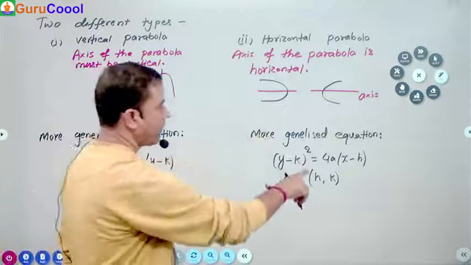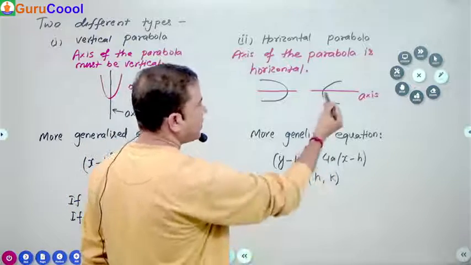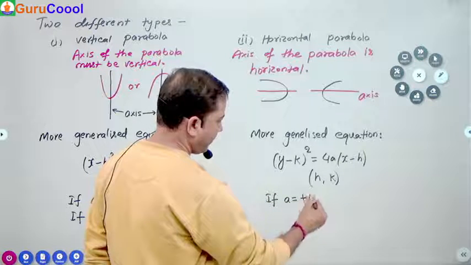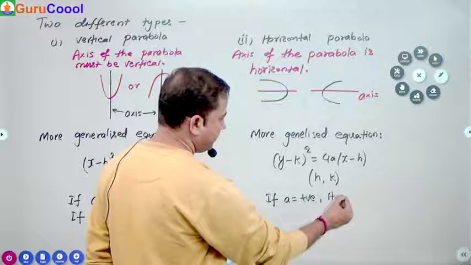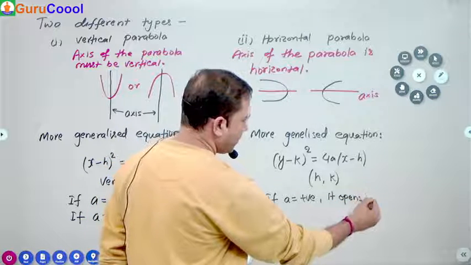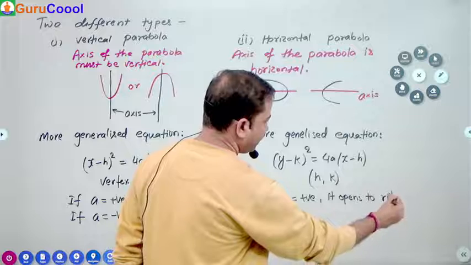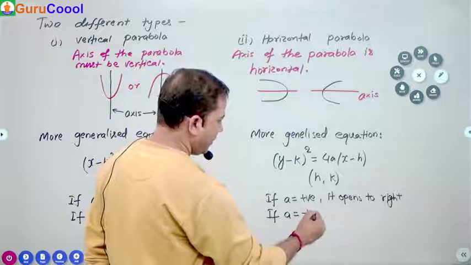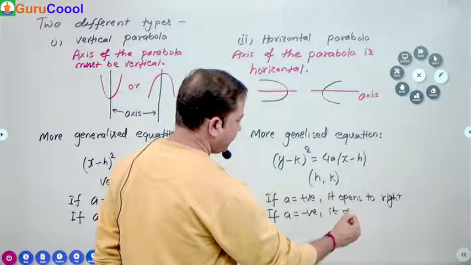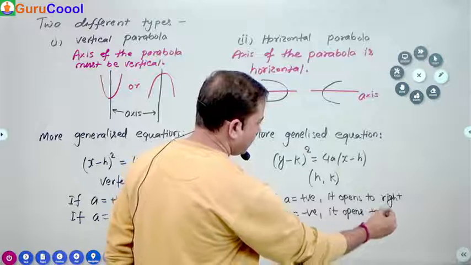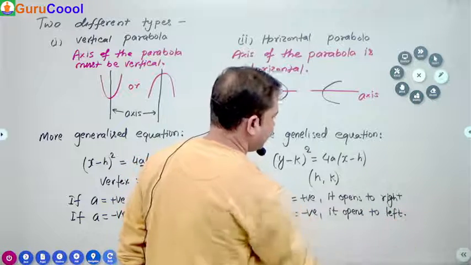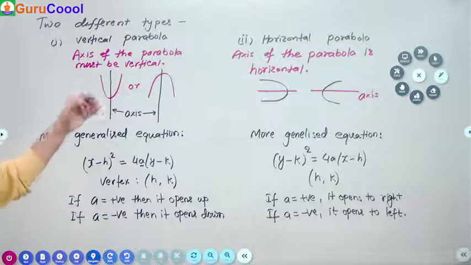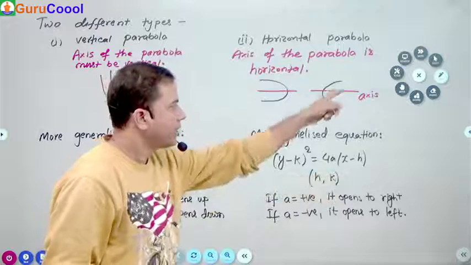Similarly in this, if a value is positive, it opens to the right. If a is positive, it opens to right. If a is negative, it opens to left. Very simple to remember. Positive up, positive right.